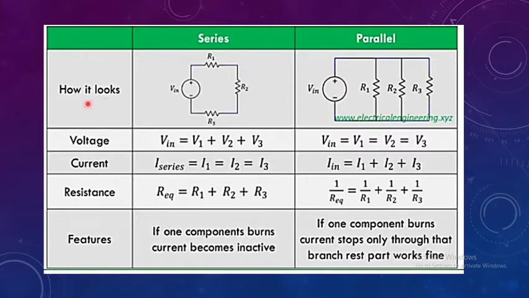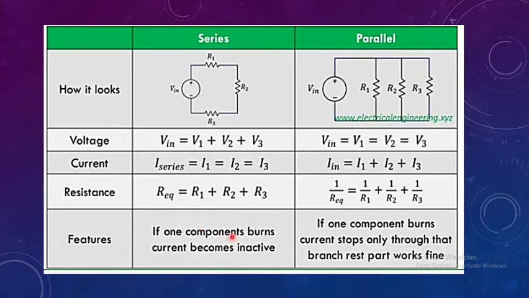Pag hahanapin po natin yung voltage, we just have to add the voltage drop across the resistances. If we need to find the voltage input, just add voltage 1 here, voltage 2 here, and voltage 3 here. And then for current, same lang po yung current. Isa lang po yung dinaanan pag series. So the total current is equivalent to I1, I2, and I3. And for the total resistance, add lang din po pag total resistances sa series.